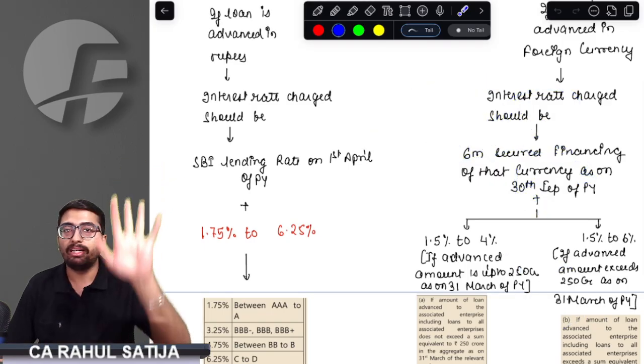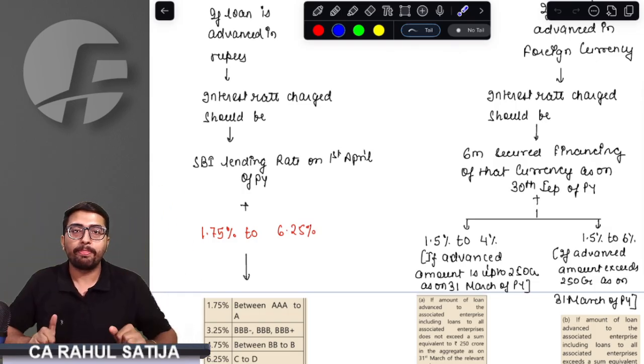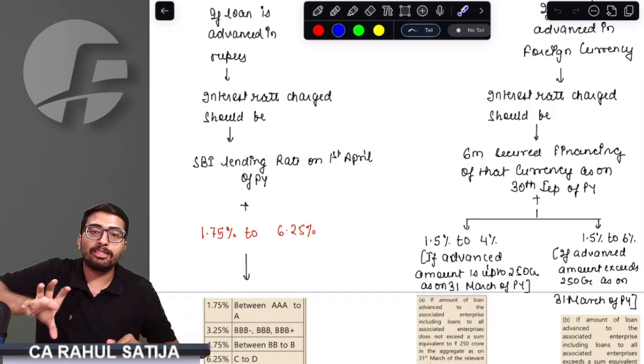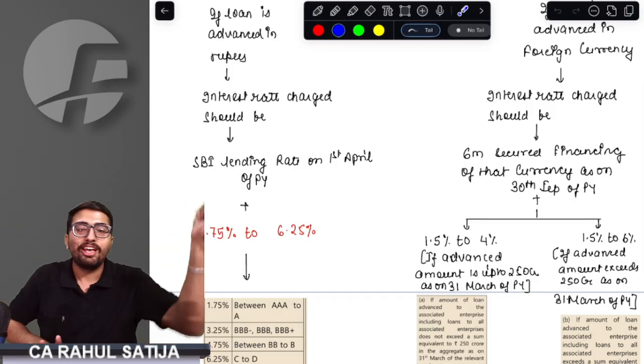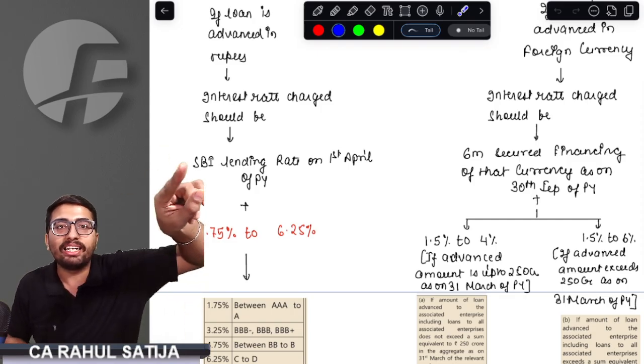And what is that something? I will be telling you. Are we clear? Rupee loan: SBI lending rate as on 1st April plus something. Foreign currency loan: then the foreign currency lending rate plus something.